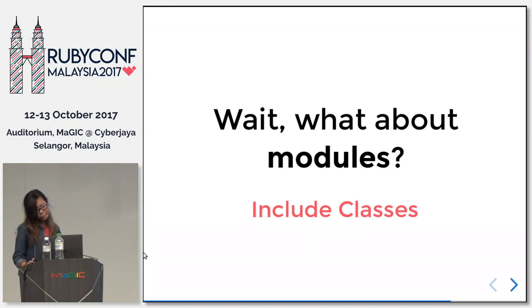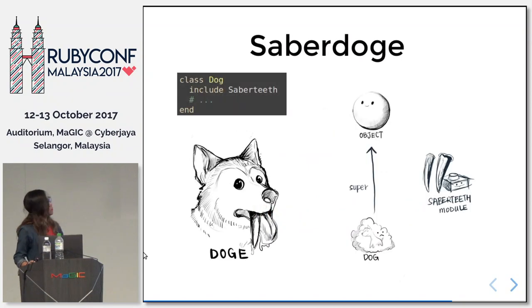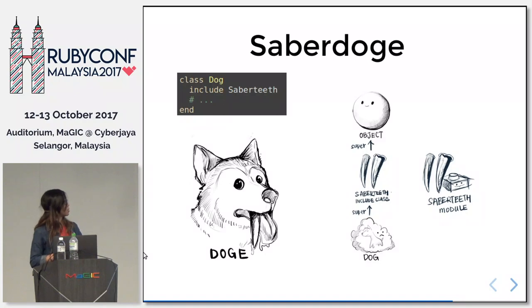So I want to give Doge some saber teeth, because that is cool, right? So I include the SaberTeeth module into the Dog class. And what happens when I do this is that Ruby is going to create this SaberTeeth include class that you see here, and it's going to insert it into the inheritance chain just like that. So now the super of Dog points to this include class.